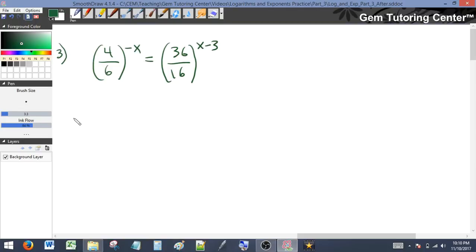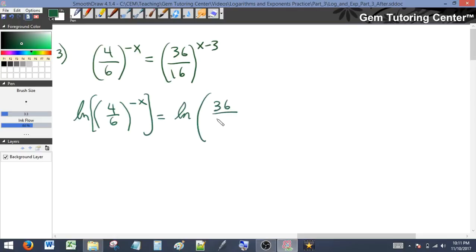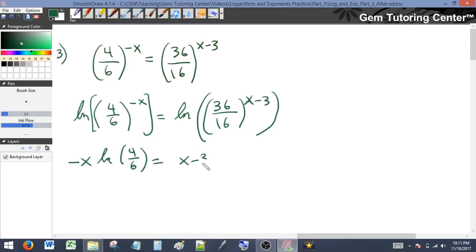So let's do that. I'm going to use ln. ln of 4 over 6 to the negative x, okay, like that, is equal to ln of 36 over 16 to the x minus 3. Okay, so the exponents come down, it becomes negative x ln of 4 over 6 equals x minus 3 times ln of 36 over 16.